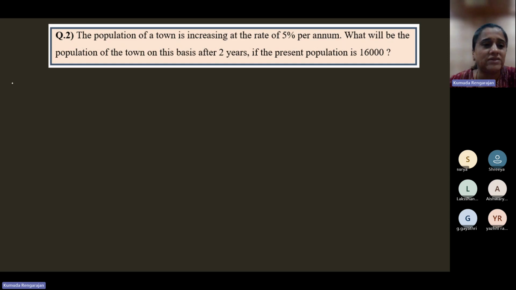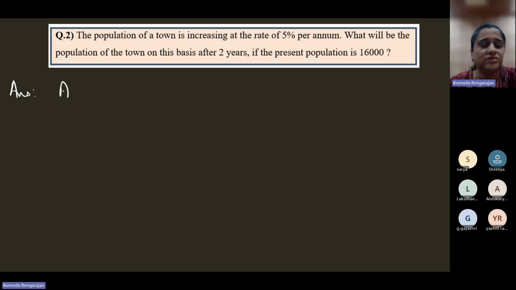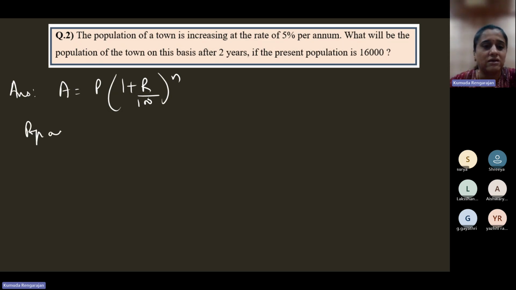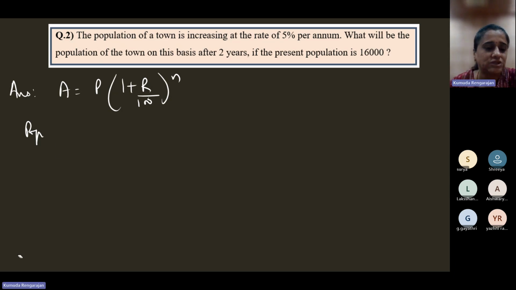So the formula is actually amount is equal to P into (1 plus R by 100) to the power n. So the amount here is the population after 2 years.